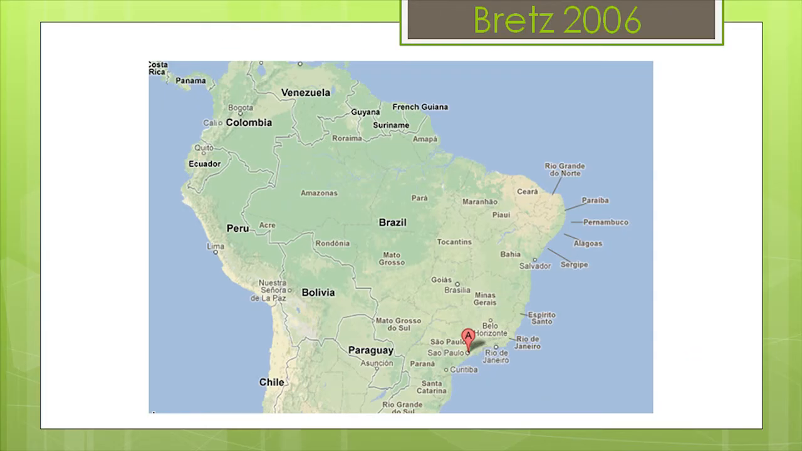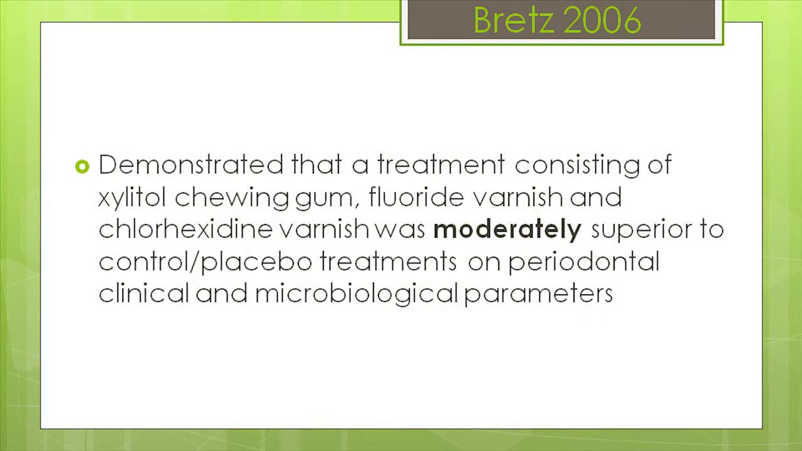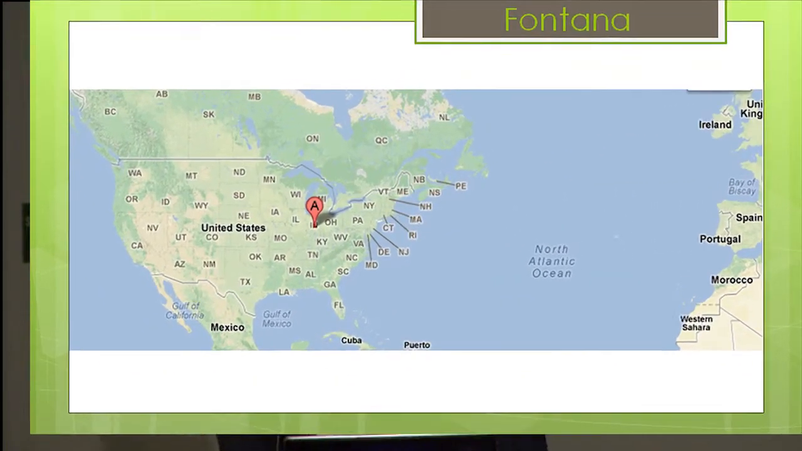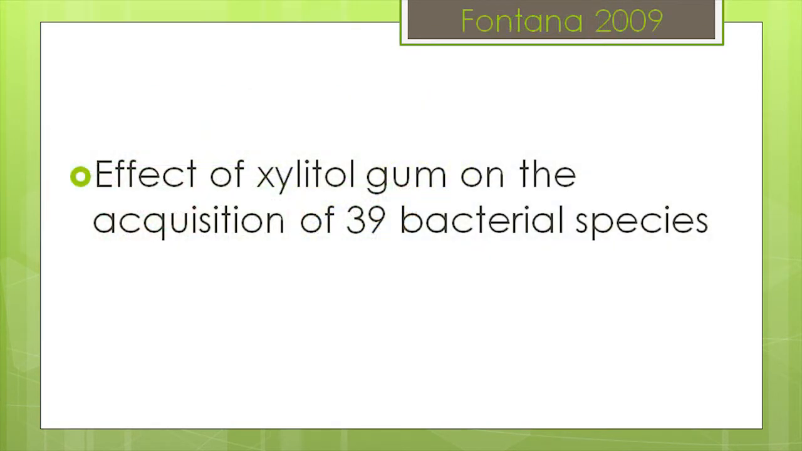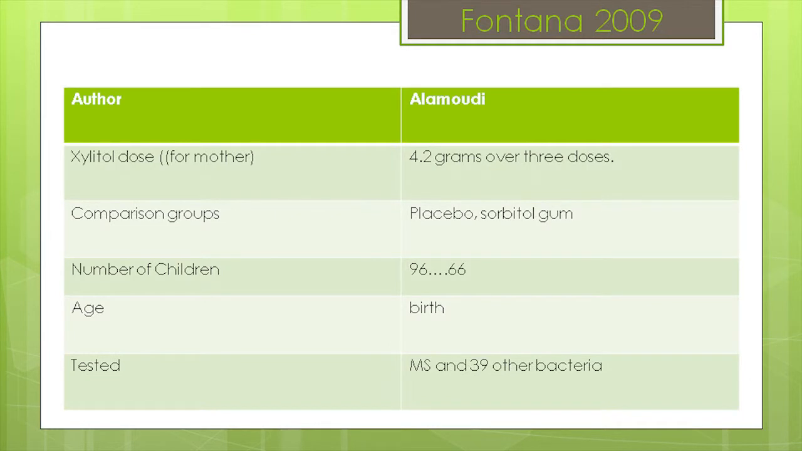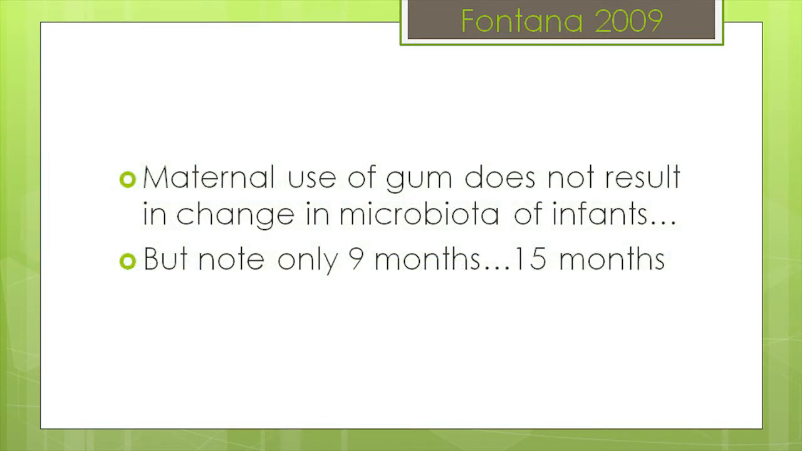And we've got Bretz in São Paulo, and he demonstrated that a treatment consisting of xylitol chewing gum and fluoride varnish and chlorhexidine varnish was moderately superior, not only to reduce dental decay, but also for changing periodontal or gum disease bacteria. You had Fontana in the United States. Fontana looked at maternal use of gum. Actually, she was one of the ones that didn't notice a change in the microbiota of infants. But there's lots of variation in this research.